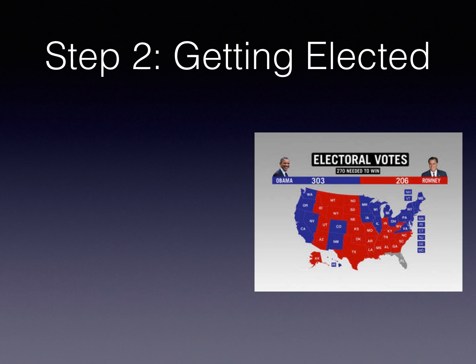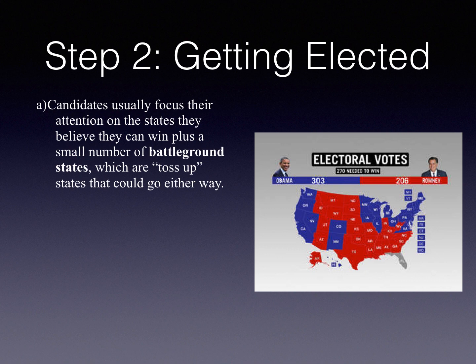So the next step is actually getting elected, right? And once you've got it down to two people, the Republican candidate and the Democratic candidate, they're going to campaign against each other. And they're going to focus primarily on the states that they think they can win, plus a small number of what are called battleground states. And those states are sort of toss-up states. They could go either way.